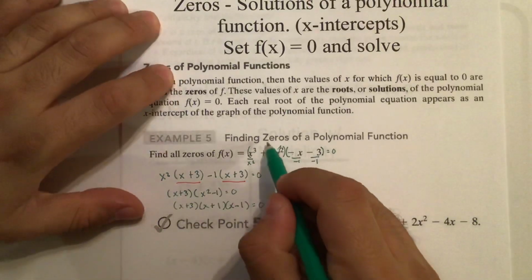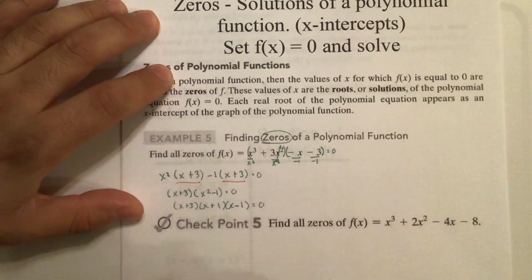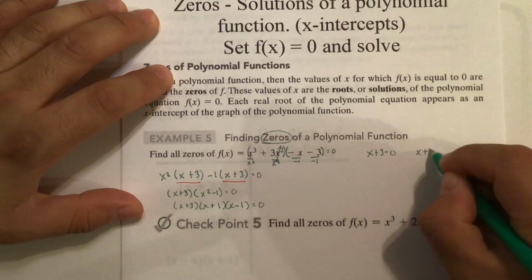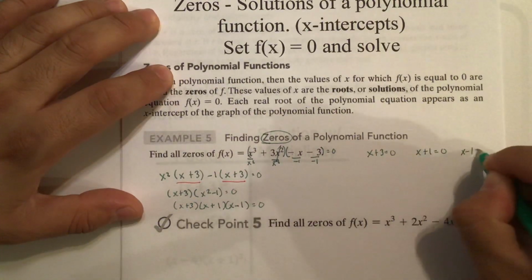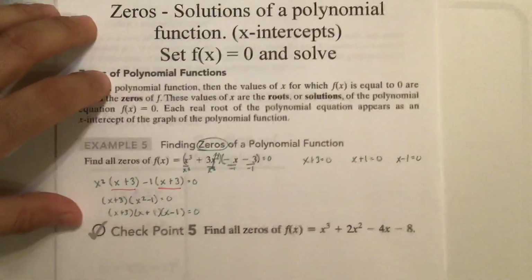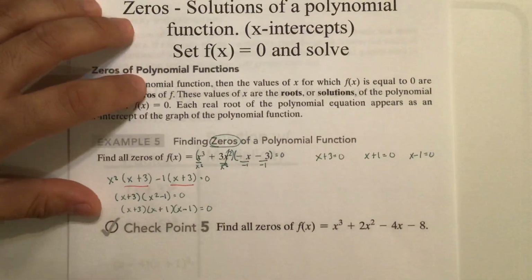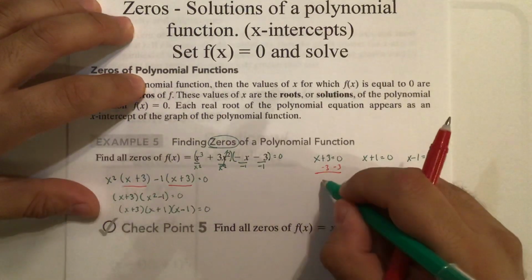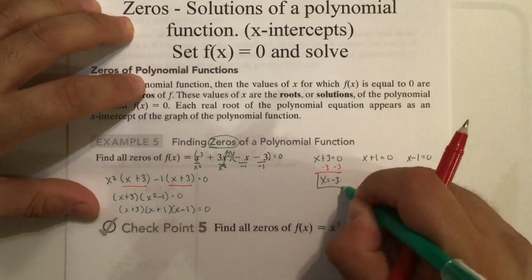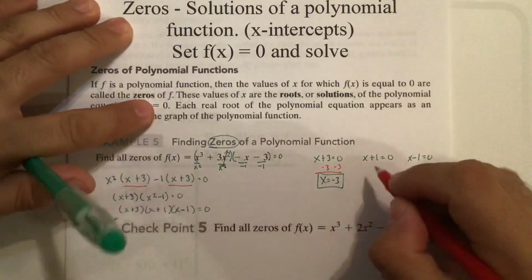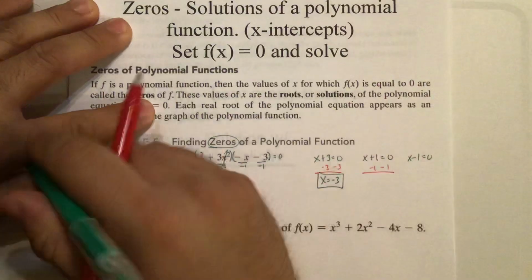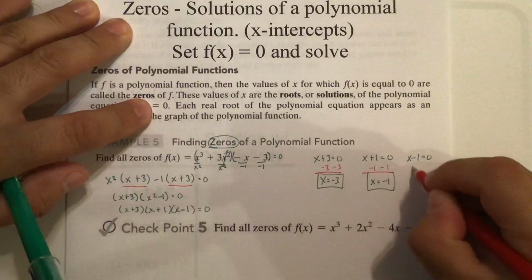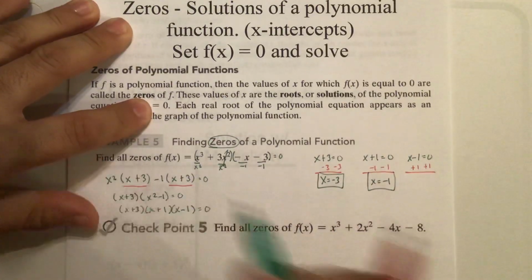But since it's asking for the zeros, it wants the solutions. So what I'm going to do is take each one, set it equal to 0, and solve. If you can't do this in your head, then you probably should set them equal to 0 and work it out. So for the first one, I subtract 3, and x is equal to negative 3. There's my first solution. For the next one, we subtract 1 from both sides. x equals negative 1. And for the last one, we add 1 to both sides, and x is equal to 1.